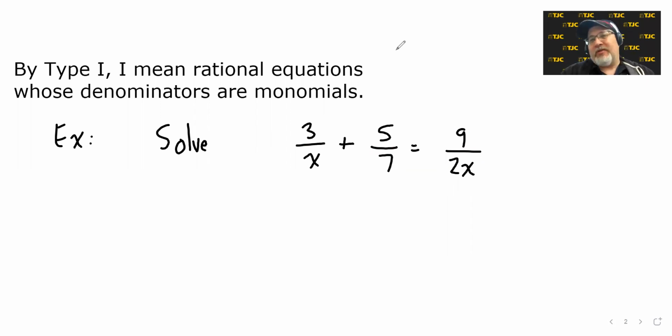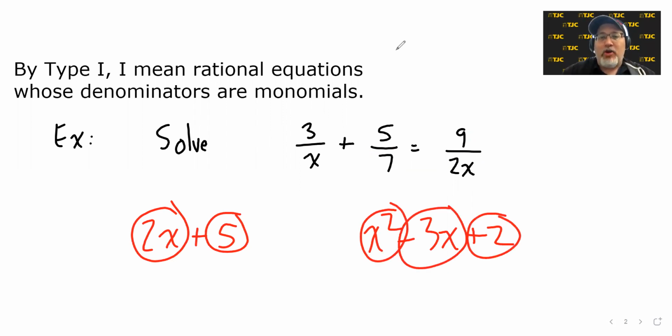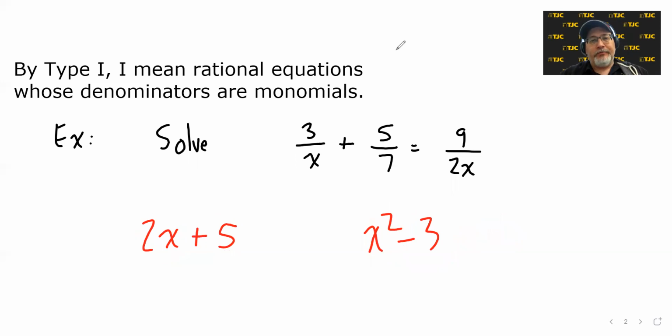Now, what's an example of something that's not a monomial? Well, a binomial like 2x plus 5, which has 2 terms, or a trinomial like x squared minus 3x plus 2, which has 3 terms. The binomial is made up of 2 monomials, and the trinomial is made up of 3 monomials. In general, though, a monomial is just a product, a multiplication problem, of numbers and/or variables. But when you add them together, then you start getting polynomials.